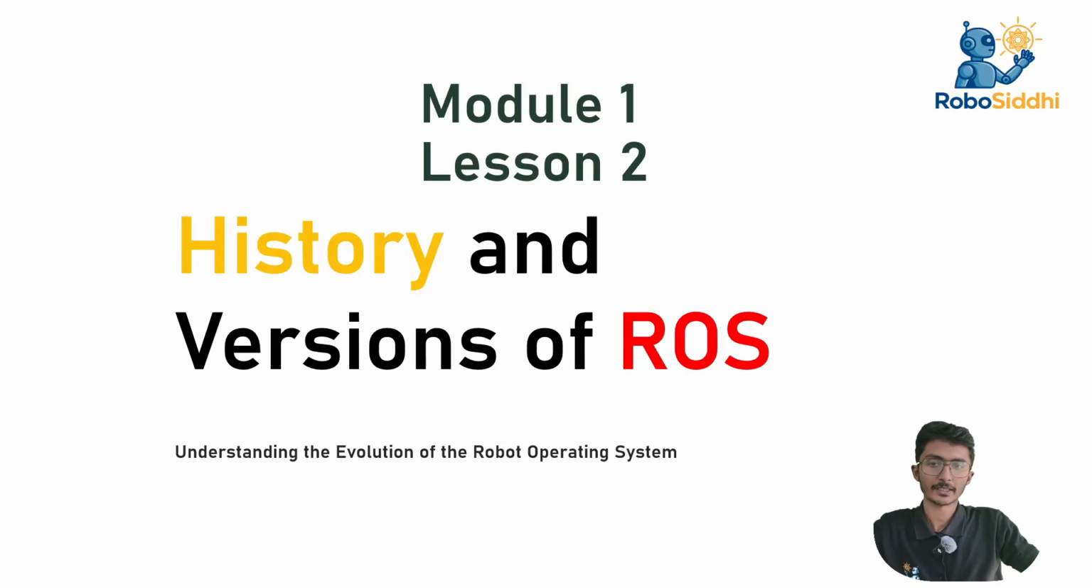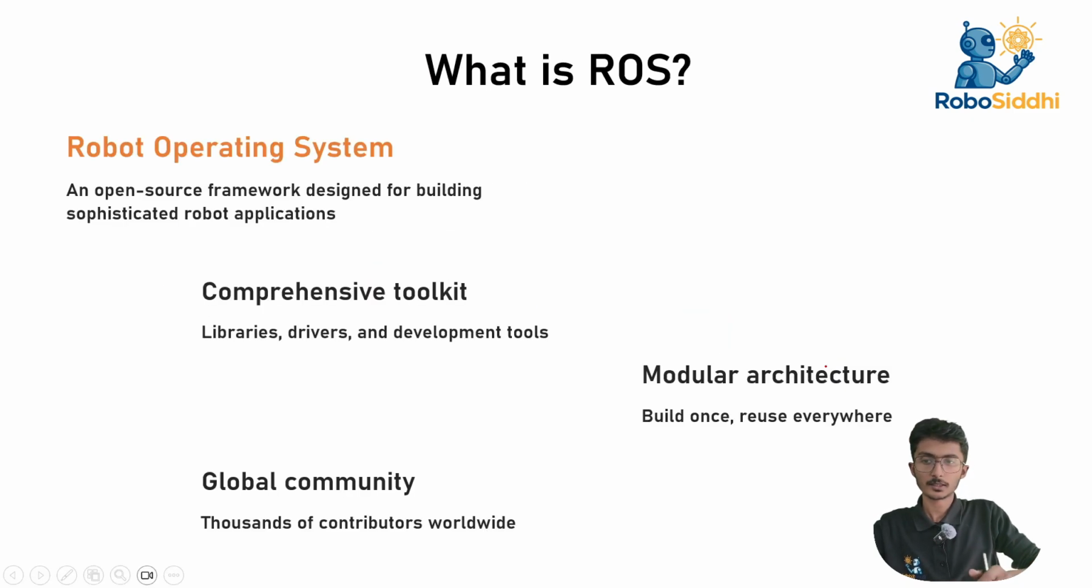So let's begin. This is going to be module number 1. In lesson number 1, we learned what ROS is and why we use it. Meanwhile, in lesson number 2, we are going to see the history and versions of ROS. So let's move to the next slide.